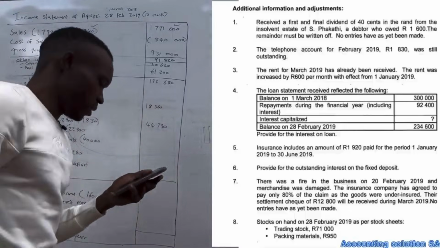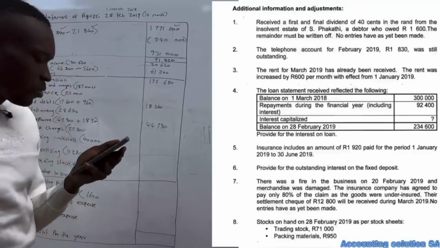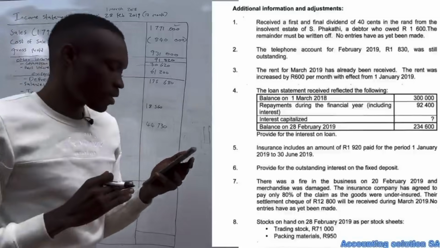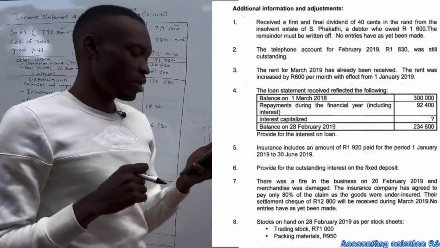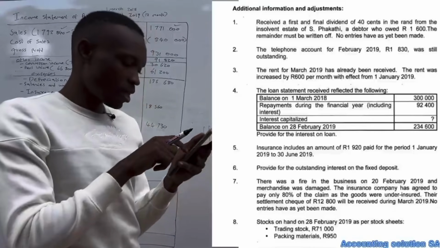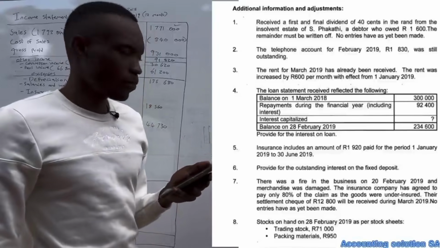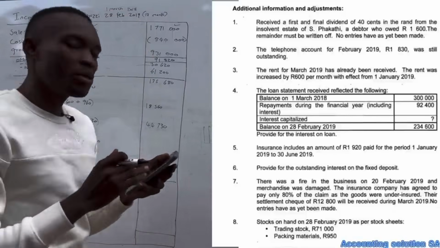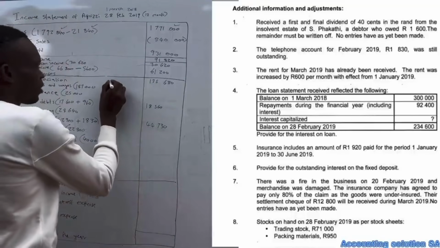Okay, let's proceed. Now we are going to transaction number 4. The loan statement received reflects the following. We have a balance at the beginning, we owe 300,000 and we make a payment of 92,000. Interest is not given, they want us to calculate it, and the balance at the end is 234. So what do we do in this case? It's very simple. You take 300,000 and you minus the rest.